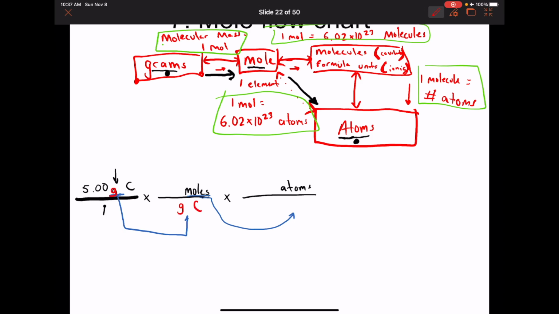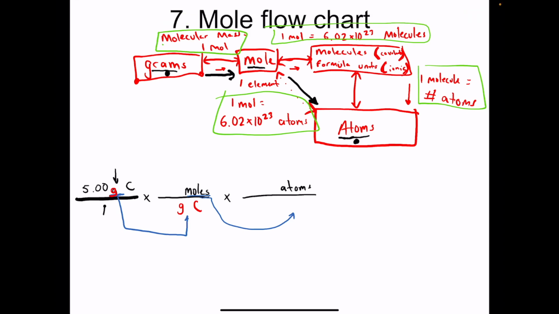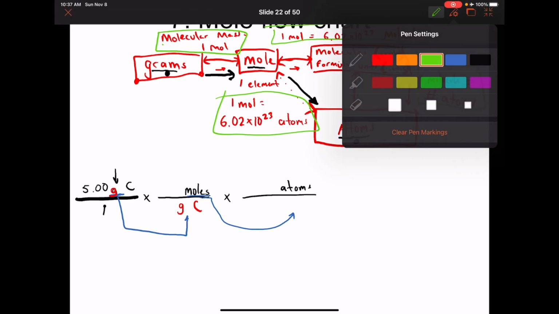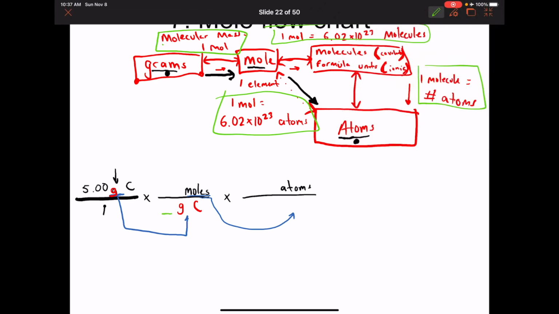Grams of carbon. Okay, now this is where we have to look at the mole flowchart to figure out what numbers to put in here. For example, we need to figure out what number goes here and what number goes here. If you look at the conversion factor between grams and moles, it tells you the molecular mass equals 1 mole. And one thing in this chapter is that most of the time when you see the word mole, it's going to be a 1.